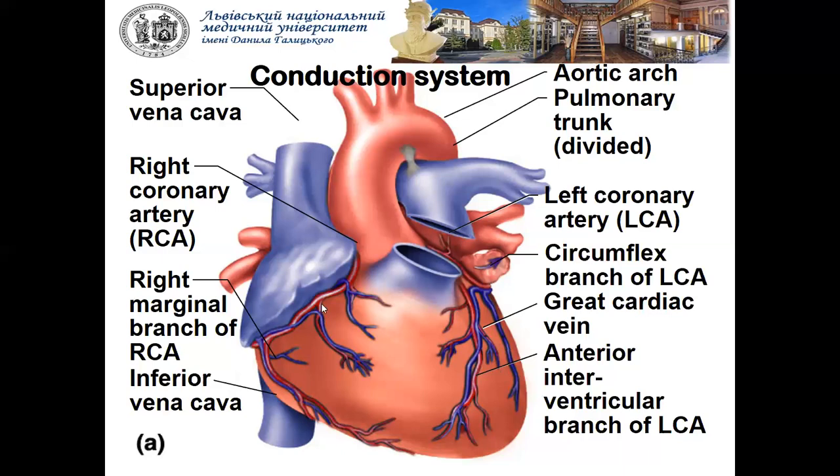So the nodes produce the impulse and the bundles transport this impulse. The sinoatrial node produces the impulse and transports it to the atrioventricular node, and from the atrioventricular node starts the fasciculus of His, the atrioventricular fasciculus, which is located and ends blindly inside the wall of the ventricles.